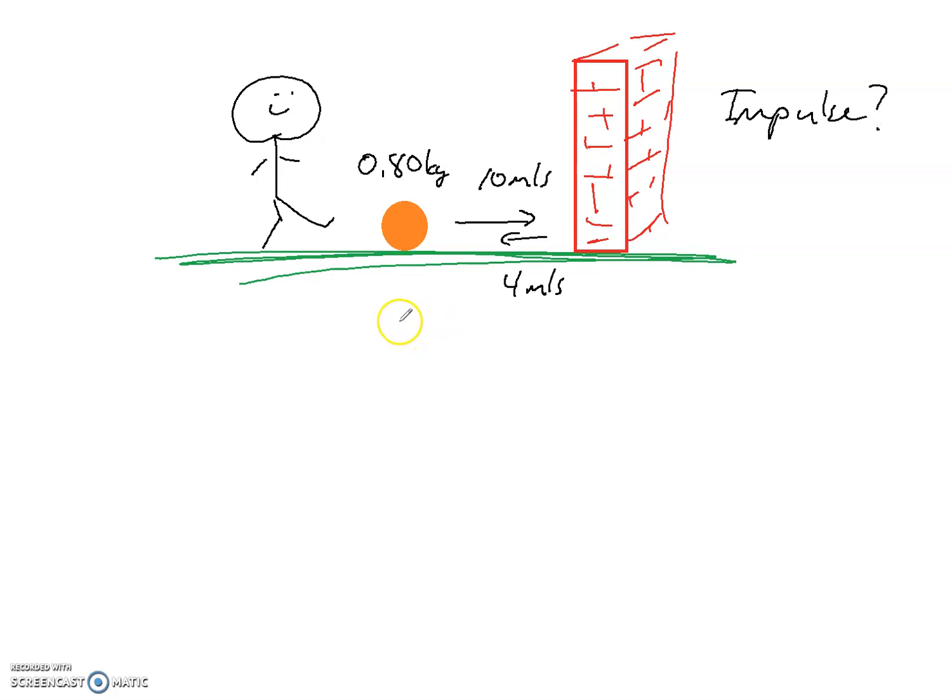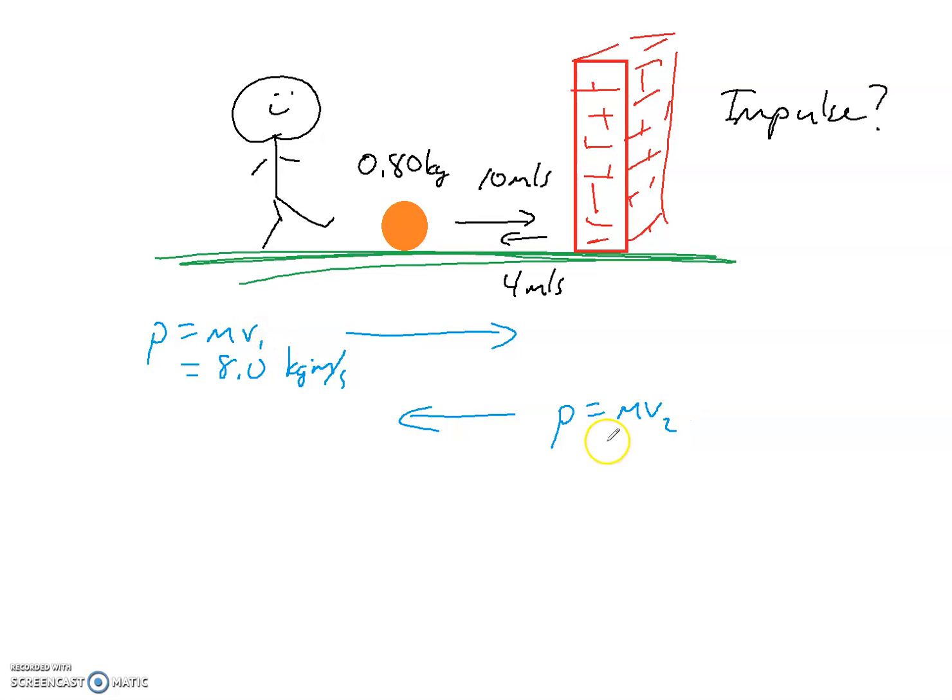So on the way there, if I do momentum, p equals mv, I've got the 0.8 and I've got the 10. So let's multiply those together, and you would have 8.0 for momentum on the way there. On the way back, I can do the same type of thing: momentum is equal to mv, and I'll call it v2. This would be v1. So on the way back, I've got the 0.8 and the 4 multiplied together, and I've got 3.2 kilogram meters per second on the way back.